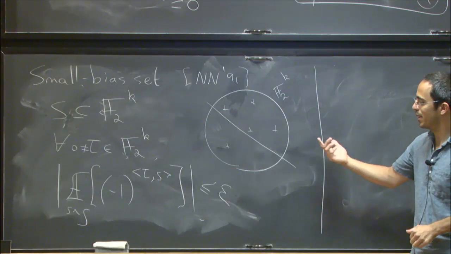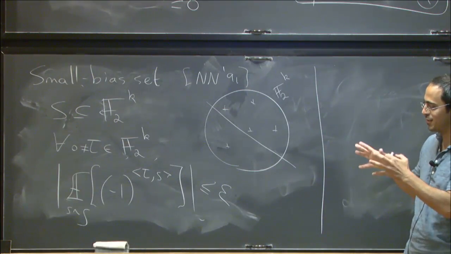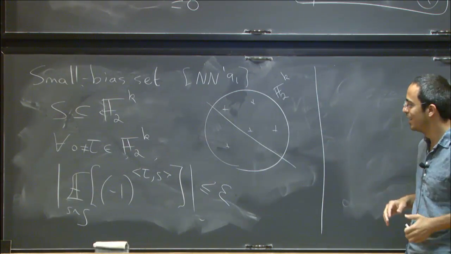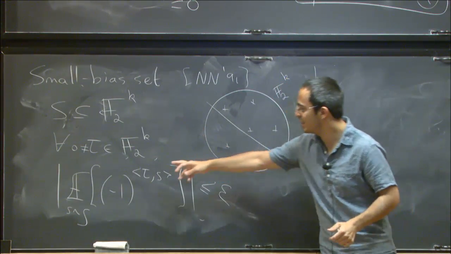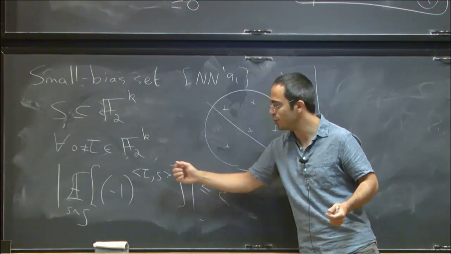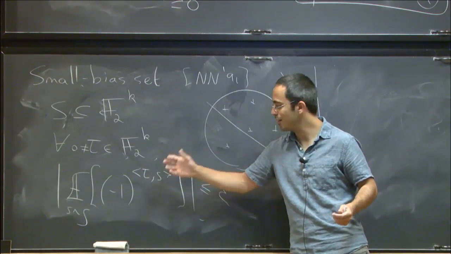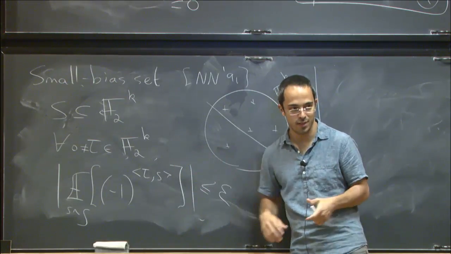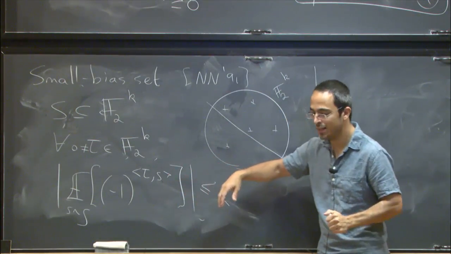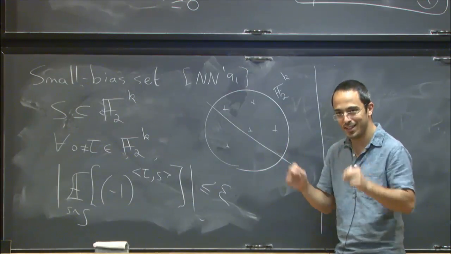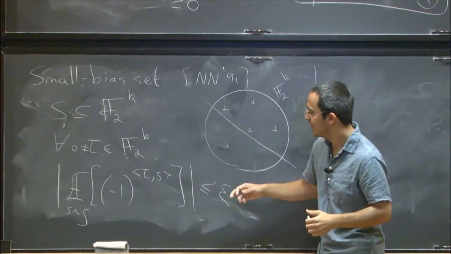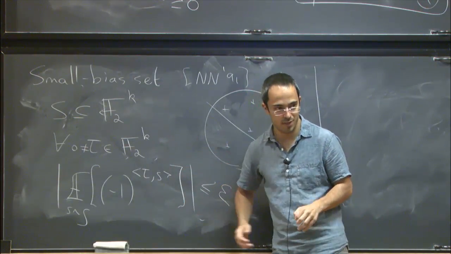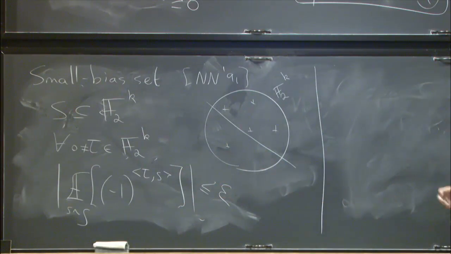And from the computational pseudorandomness perspective, this is a set that fools linear tests, right? For a linear function, any tau, if you give it a uniform string, it will have exactly the same number of zeros and ones when you take the inner product for a non-zero tau. So if you want to fool linear tests, you want to find some distribution or some set from which you sample such that the inner product is close to zero. This is why we think of it as a set that fools linear tests.